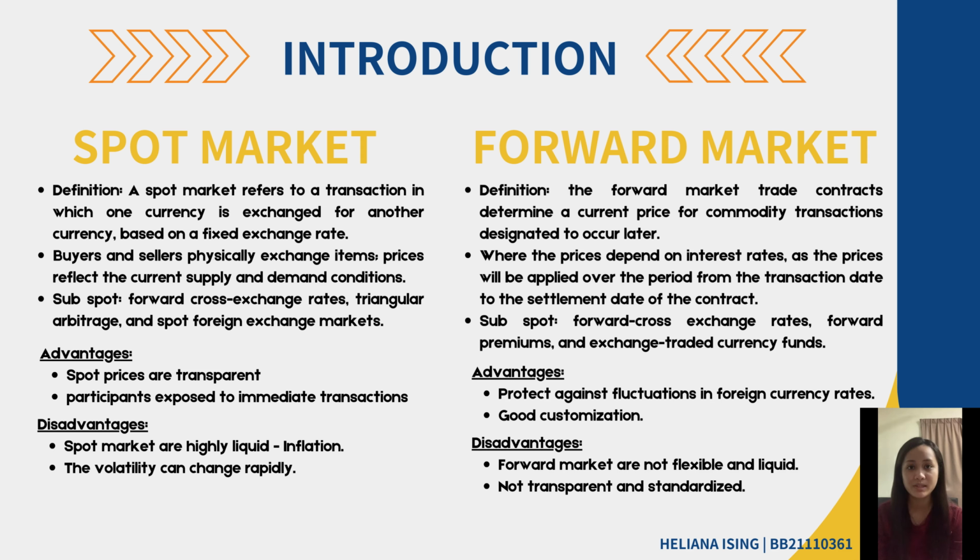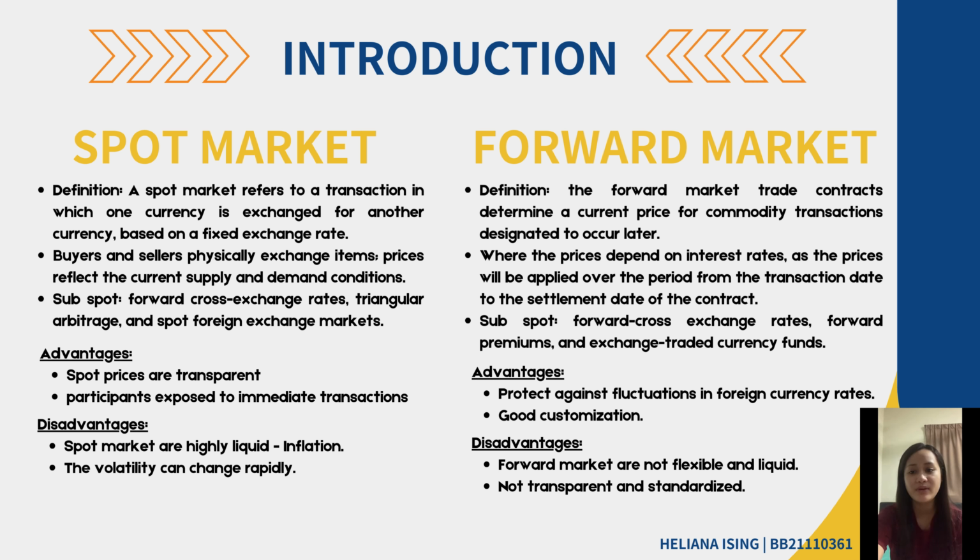As we can see here, there are two types of markets, which are spot market and forward market. Both of the markets play a crucial role in dealing with any transaction in currencies. Here, the spot market refers to a transaction in which one currency is exchanged for another currency based on a fixed exchange rate. In spot market, buyers and sellers physically exchange items whose prices reflect the current supply and demand condition. The subtopics of spot market are forward cross exchange rates, triangular arbitrage, and spot foreign exchange markets.